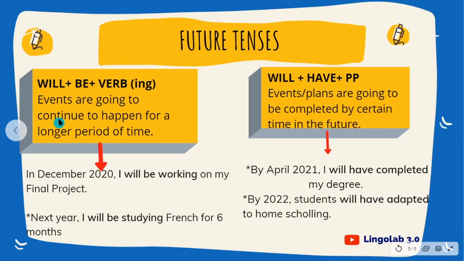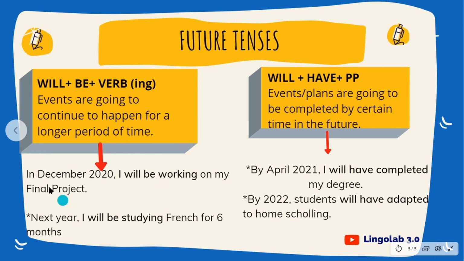This one is will plus be plus verb in ing. Remember that this verb, you need to add the ing form because it is the future progressive. The same way we have present progressive, we also have the future progressive. When do we use that? All right, we use it for events that are going to continue to happen for a longer period of time.